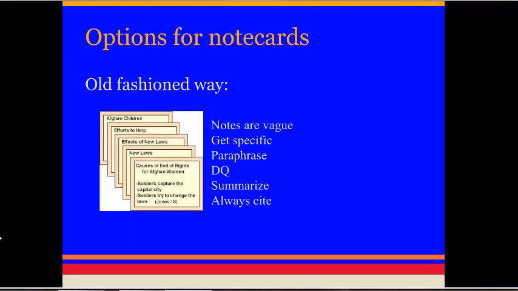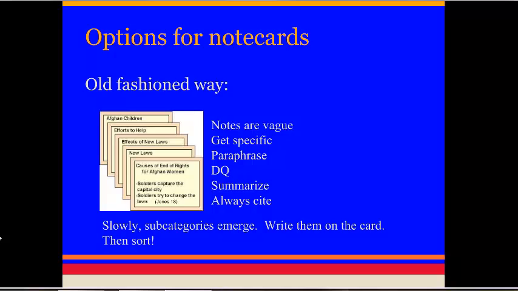The problem with these note cards is that these notes are particularly vague. Soldiers capture a capital city, soldiers try to change the laws are very vague and certainly need to be much more specific. I would have liked to have seen a paraphrase on this note card or a direct quote or a summary, but even that summary is far too vague for use in a research essay. Make sure that you always cite at the end of a card, though, as this author did, which was a good thing.